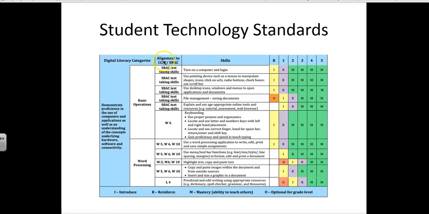And then those 4 categories are broken down into very, very specific skills like you see here. You'll see in the second column here that they're often aligned to the Smarter Balanced test and to Common Core State Standards. And then the specific skills in the third column are identified. So this first one, turn on a computer and log in, is considered to be something that should be introduced in kindergarten. It should be reinforced in first grade, and then mastery developed essentially for second grade and beyond.